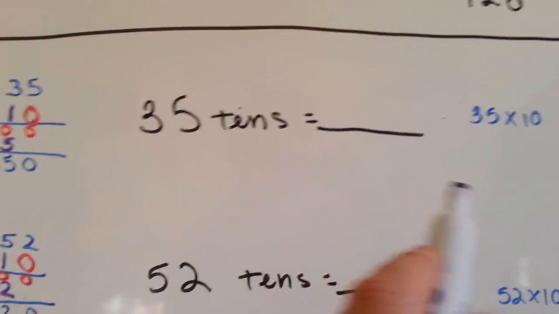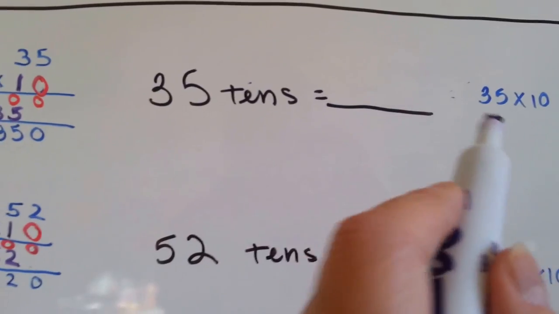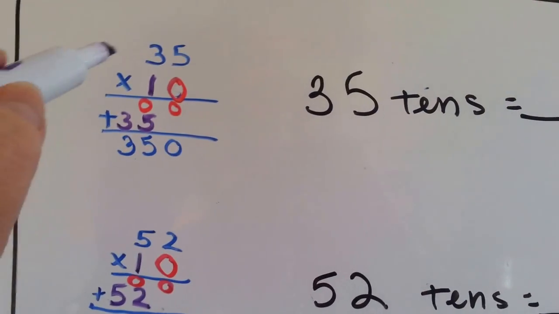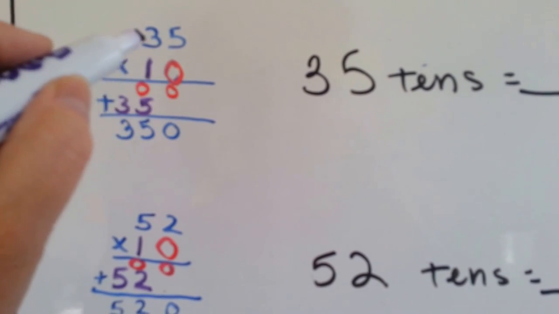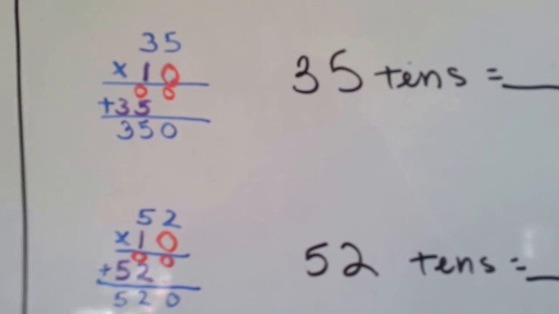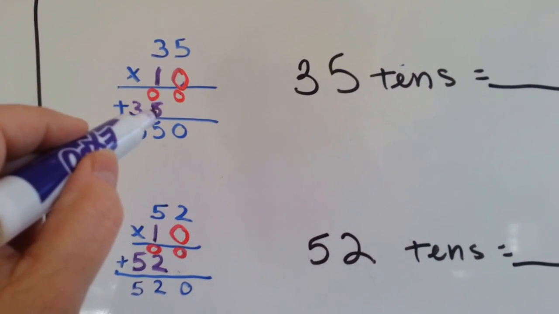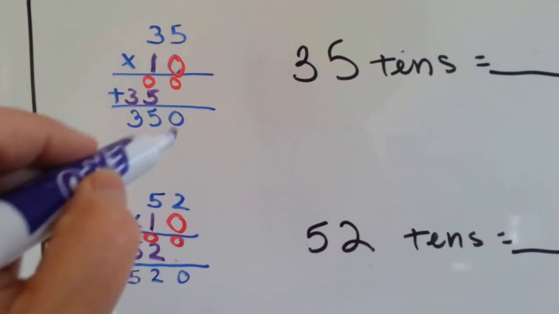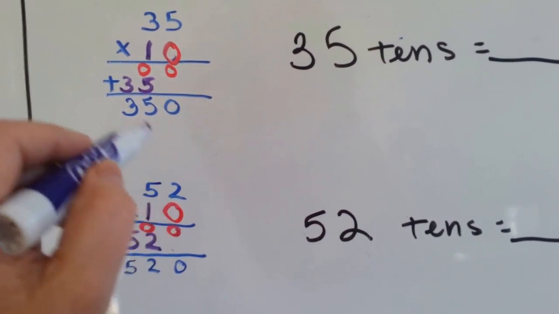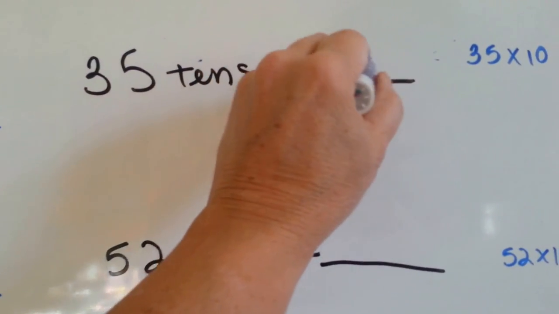Okay? Can you do this one? 35 tens is like 35 times 10. Yeah, you could do it quickly and just add the 0 to the 35, but let's look at this. 35 times 10. 0 times 5 is 0. 0 times 3 is 0. Pardon me, it's getting fuzzy here. And then we multiply the tens place, so we go into the tens column. 1 times 5 is 5. 1 times 3 is 3. And now we add them. 0 gets dropped down. 0 and 5 is 5. And we drop the 3 down, so our answer is 350.